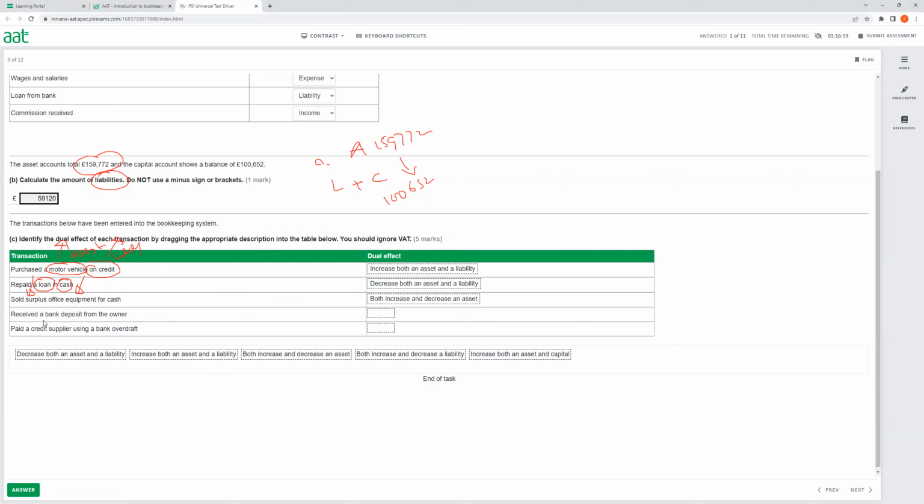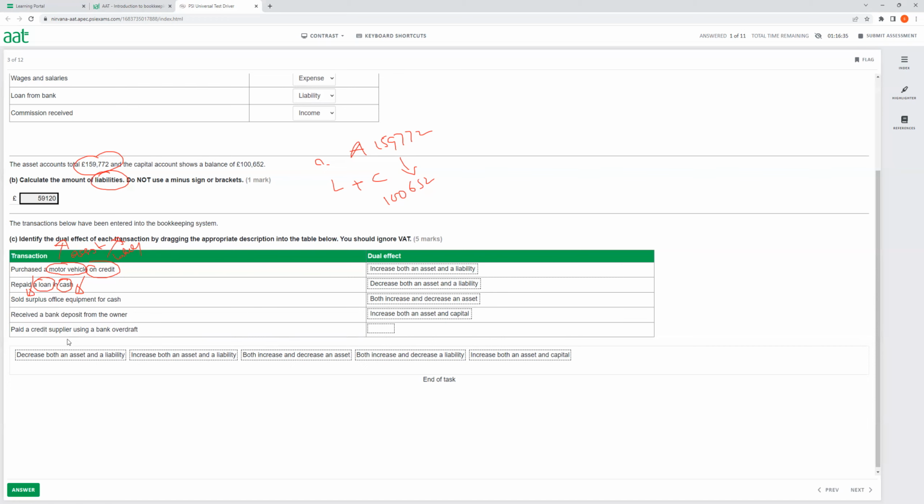The next one, receive a bank deposit from the owner. Remember that a bank deposit is always capital and it is an asset for the business. So both asset and capital increase, because if the owner brings some money into the business, the bank will go up, money will be in the bank, so the asset will go up. At the same time, his capital will also increase.